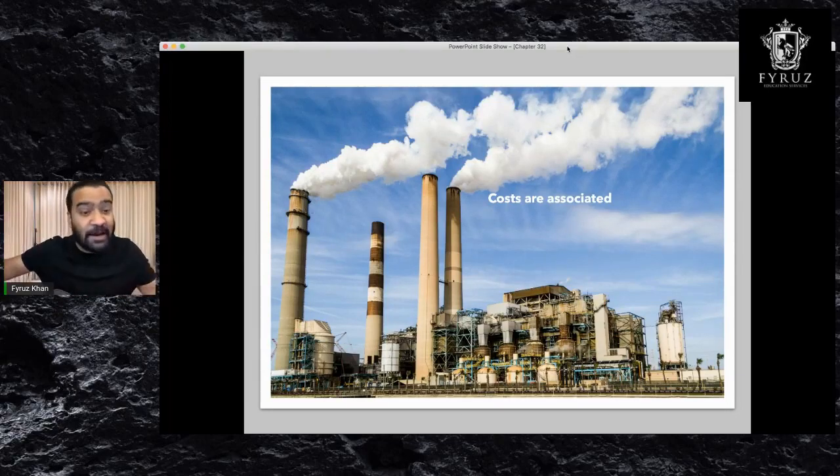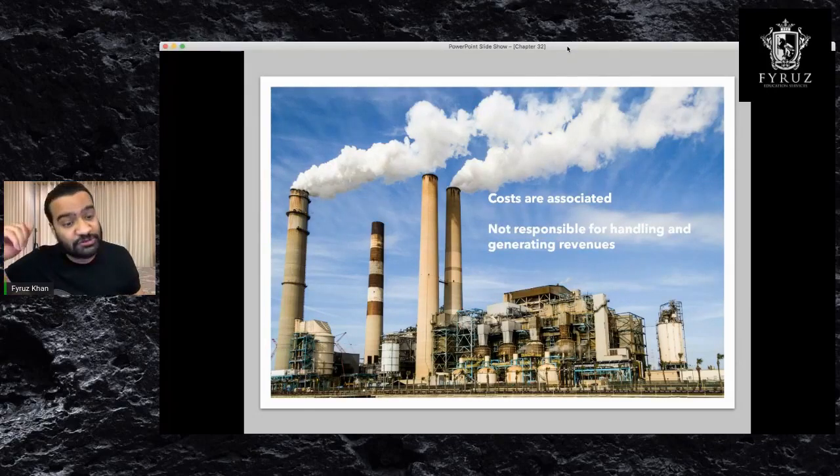Okay, you need to buy aluminium for, let's say, $1,000, but factories are not responsible for handling cash or generating revenues. Yes, they generate revenues in the sense that they make a product, and when you sell that product you get revenues, but they're not directly involved in handling cash or generating revenues. So therefore a factory can be called a cost center.